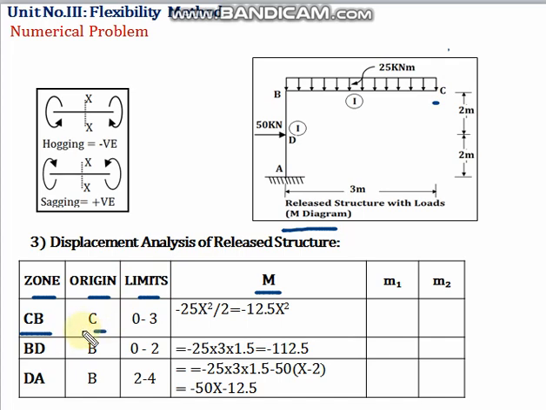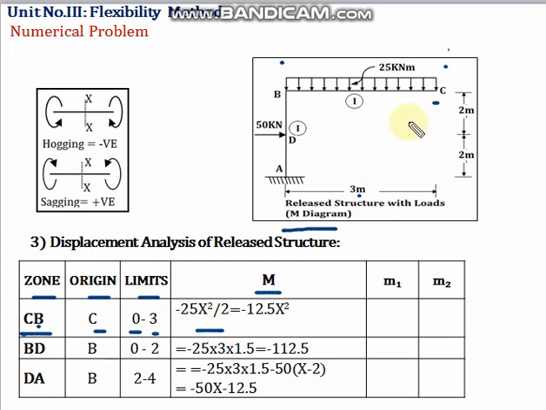So from the origin C, for zone CB, the first letter is C and C itself is the origin, so the lower limit is 0. Now the second letter in the zone is B, which is how much away from C, that means the origin? That letter is 3 meter away, so the upper limit is 3.